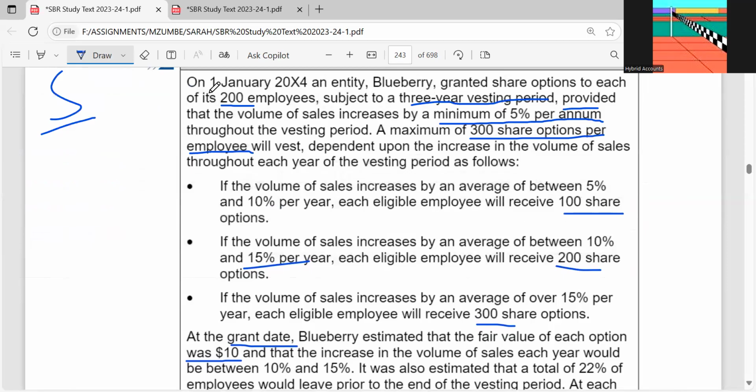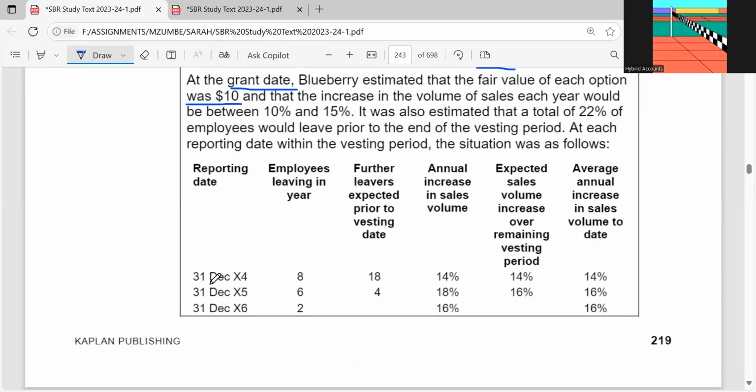What was the start date? We started at 1st January 20x4. So at the end of 20x4, the end of the first year, this is not a blank. We have been provided information that is necessary. So first year, second year, and third year. You see 8 left in the first year. Further leavers expected prior to vesting date. So they gave you 18 in year one: we expect a total of 18 to leave in year 2 and year 3, which gives a total of 26.